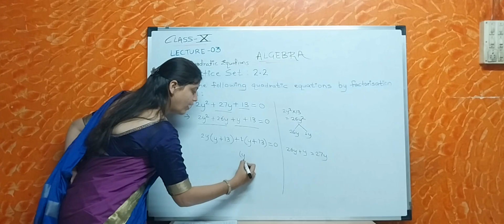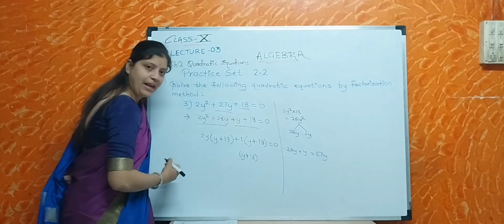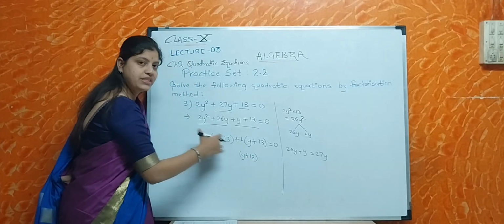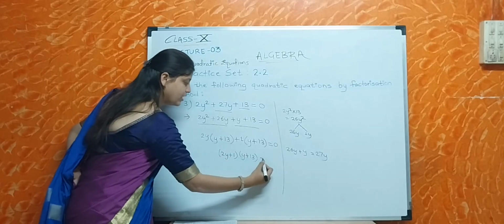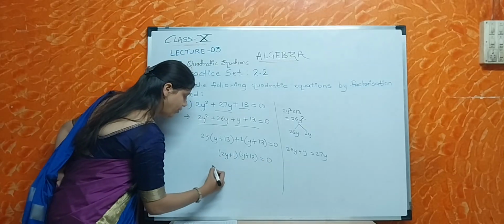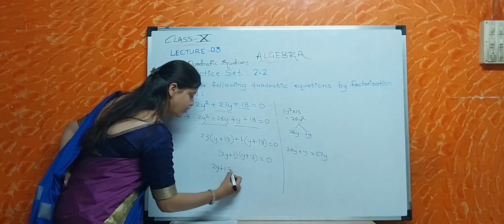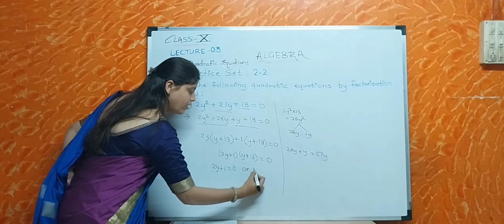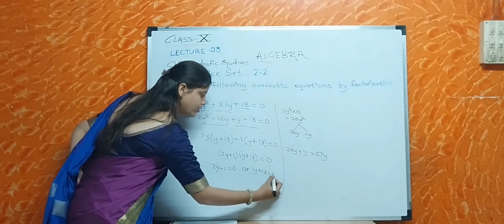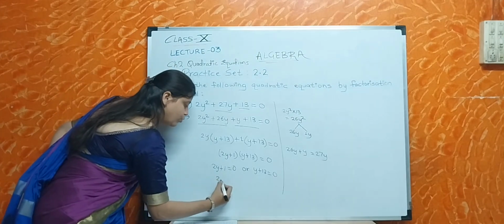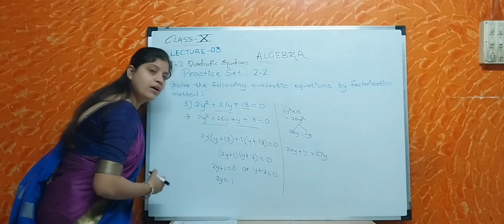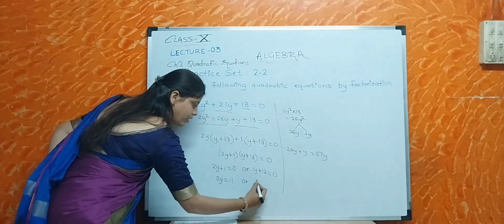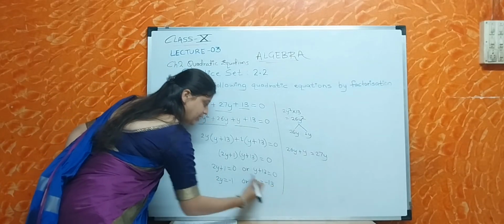So here y plus 13 in one bracket and the remaining two terms in another bracket, that is 2y plus 1 is equal to 0. Therefore 2y plus 1 is equal to 0, or y plus 13 is equal to 0. So 2y is equal to this plus 1 here will go and become a minus 1, or y is equal to minus 13.